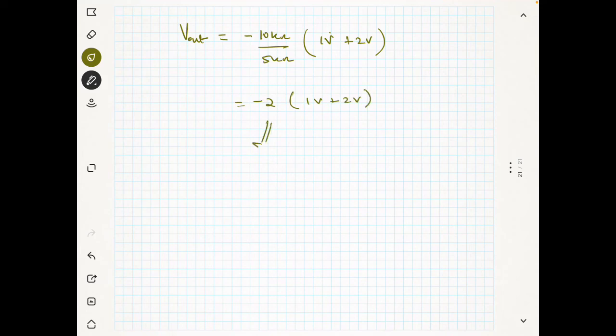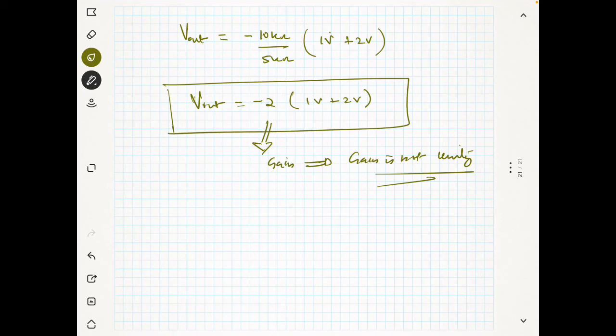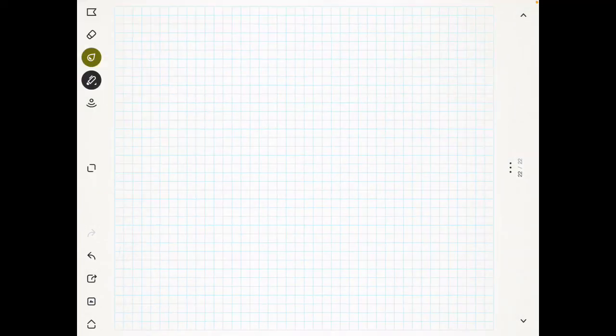Now you see here, this is our gain, and this gain is not unity. So this is another amplifier, this is also a summing amplifier, but gain is not unity. Okay, now we will see one more circuit. So what is that?